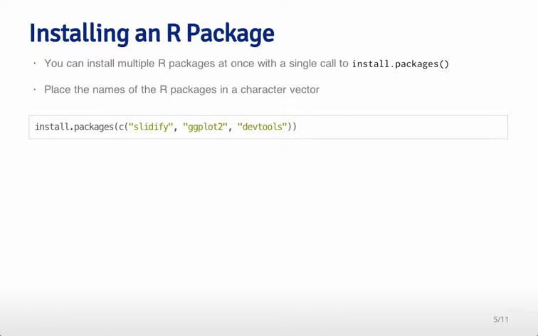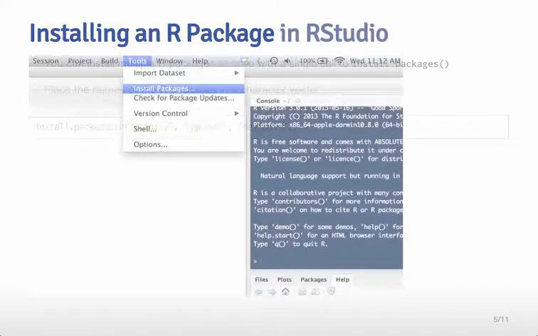You can also install multiple R packages with a single line. So what you do is you type install.packages, and now you enclose in parentheses, with a c out front, all the different package names separated by commas and surrounded by quotes. And then what that would do is install the Slidify, ggplot2, and devtools packages.